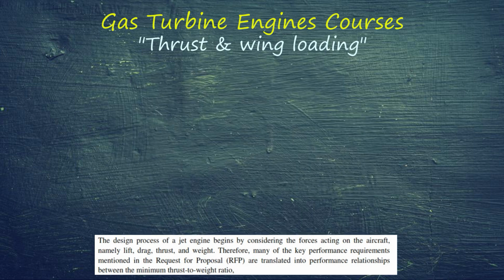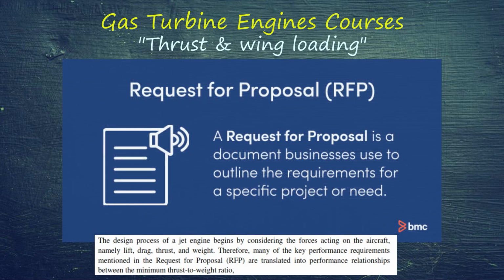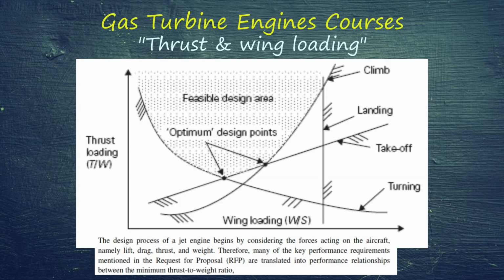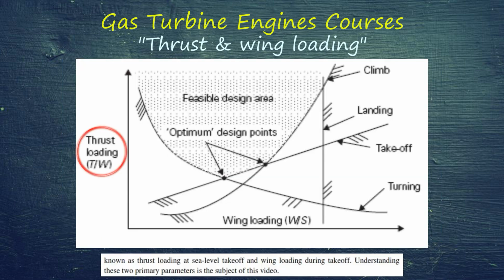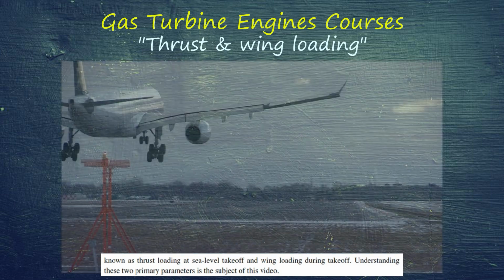and weight. Therefore, many of the key performance requirements mentioned in the request for proposal are translated into performance relationships between the minimum thrust-to-weight ratio, known as thrust loading at sea-level takeoff, and wing loading during takeoff. Understanding these two primary parameters is the subject of this video.